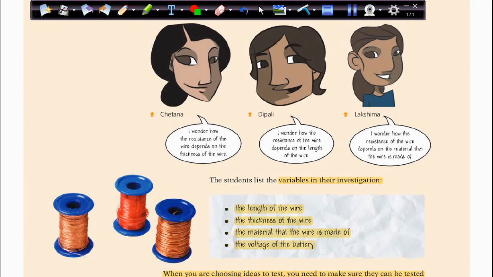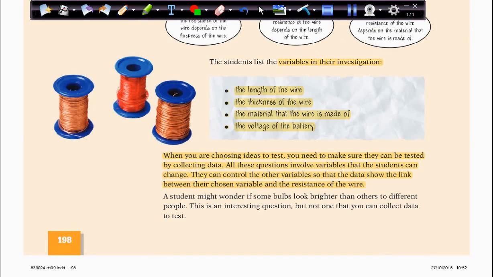So the students list variables in their investigations. They have these variables: the length of the wire, thickness of the wire, the material that the wire is made of, and the voltage of the battery. We don't need to forget that we need to choose only one changeable variable and keep everything the same to get a reliable, fair test, to make our test fair. And when you are choosing ideas to test, you need to make sure that they can be tested by collecting data.